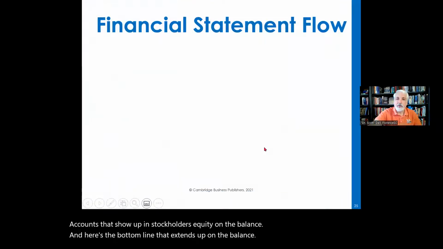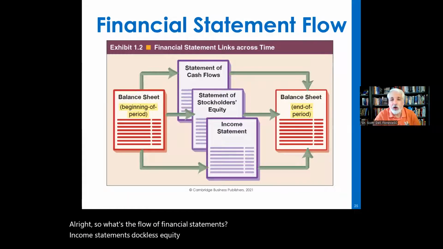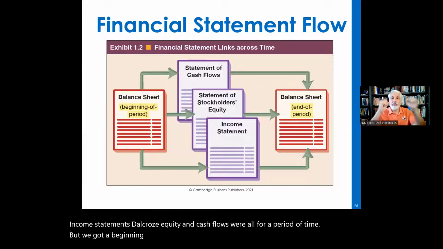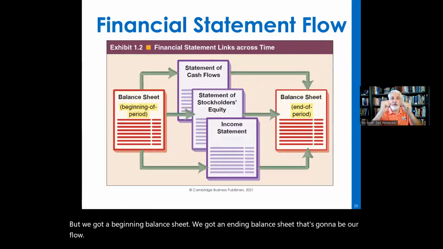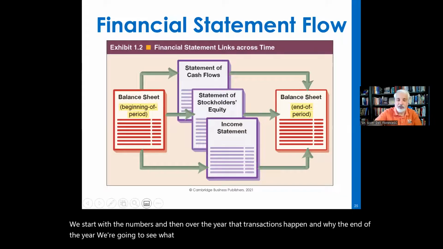All right. So what's the flow of financial statements? Again, income statements, stockholders' equity, and cash flows are all for a period of time. But we've got a beginning balance sheet. We've got an ending balance sheet. That's going to be our flow. We start with the numbers, and then over the year, transactions happen. And by the end of the year, we're going to see what the 12/31, or if it's a calendar year business, what the balances are going to be.